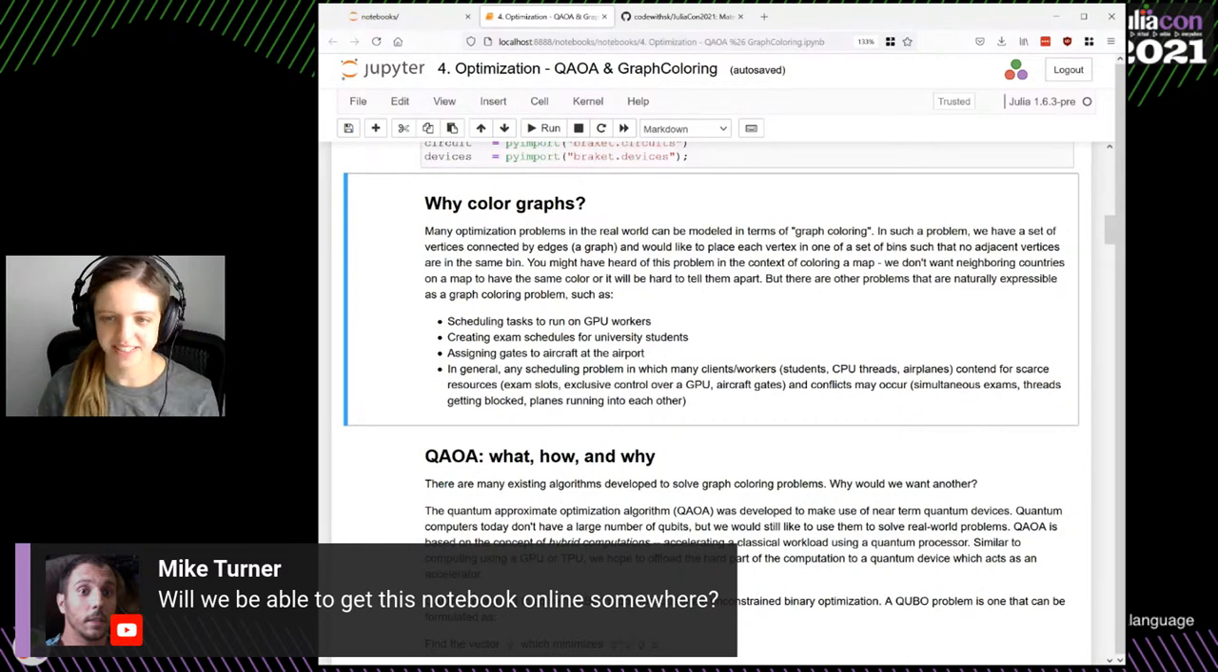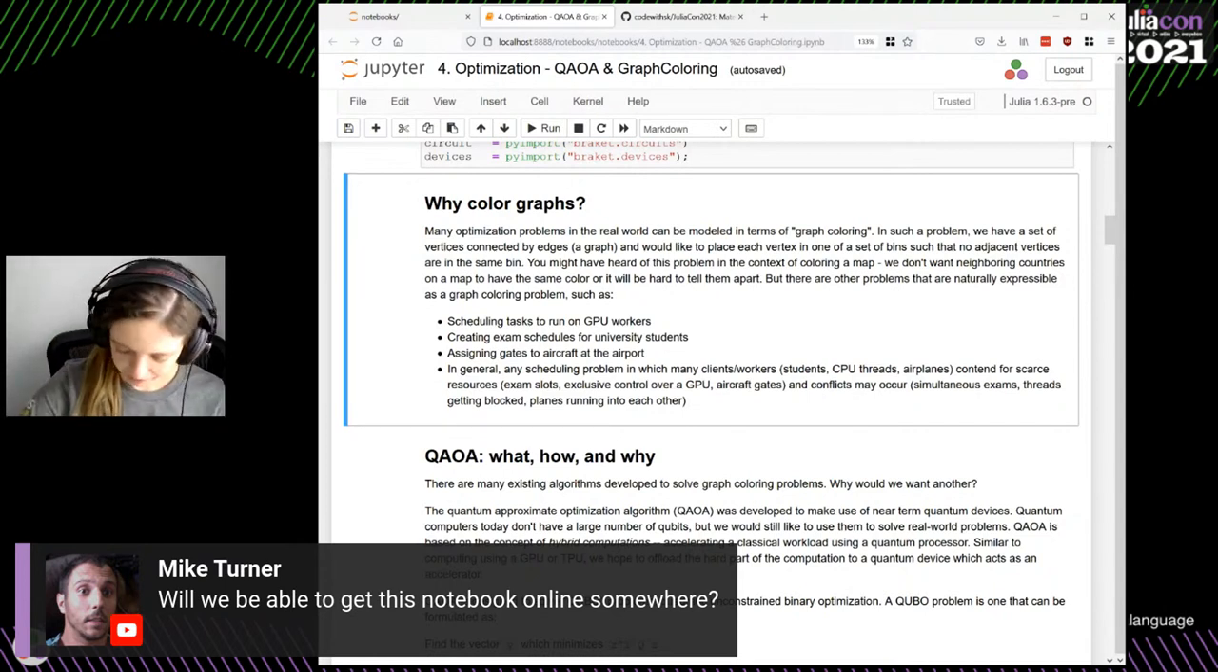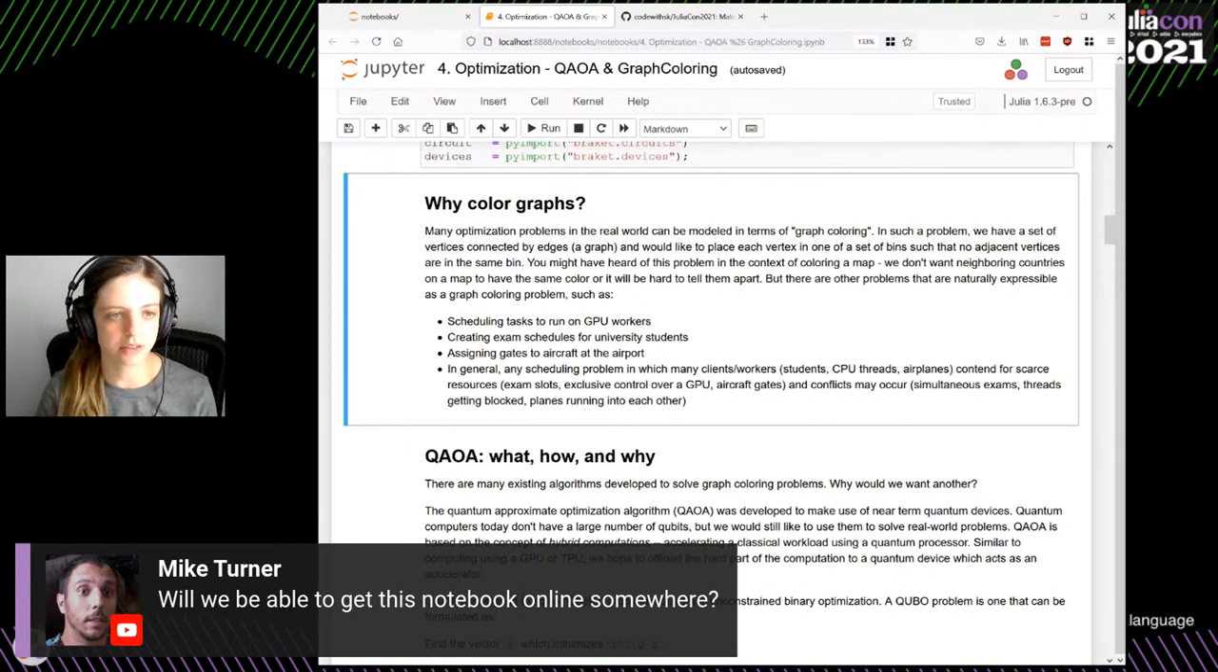Another famous example is assigning gates to aircraft at the airport. There are obviously a limited number of airport gates at any airport you go to, and I need to find a way to assign incoming and outgoing aircraft to those gates such that aircraft don't slam into each other. It's good when that doesn't happen.